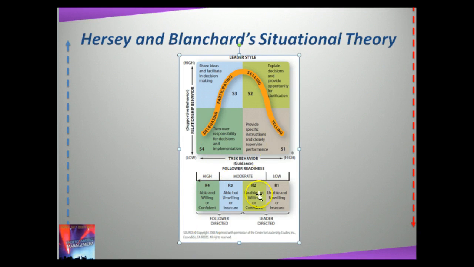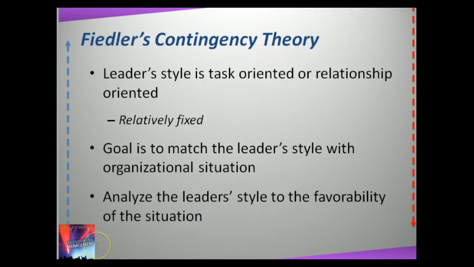And this should also be in your book as well. So now let's shift and talk about Fiedler's contingency theory. Fiedler's contingency model really helps to explain why a manager may be an effective leader in one situation and an ineffective leader in another. It also suggests which kind of managers are likely to be most effective and in which situations.